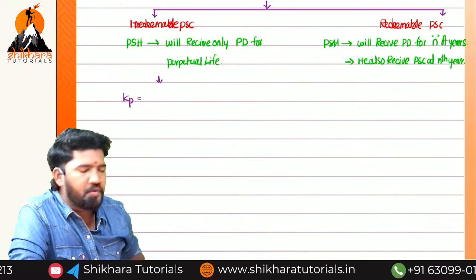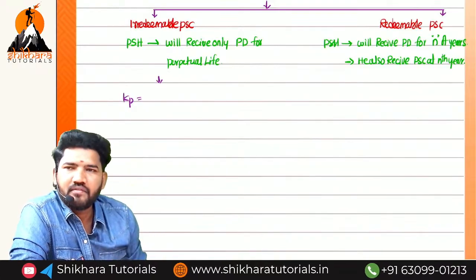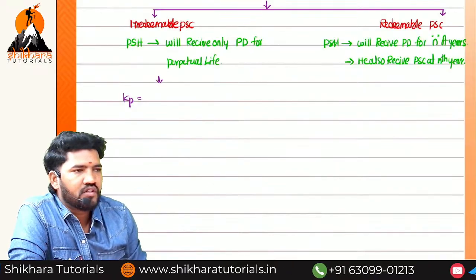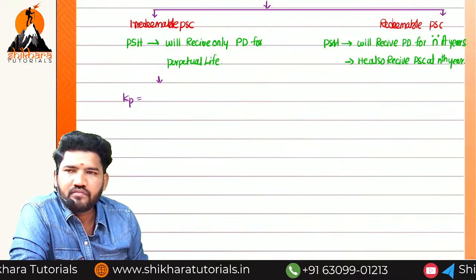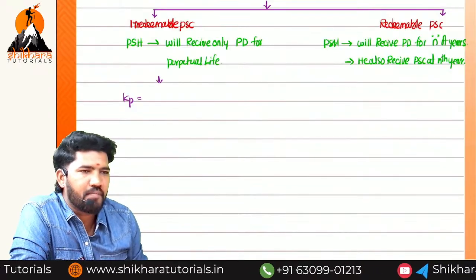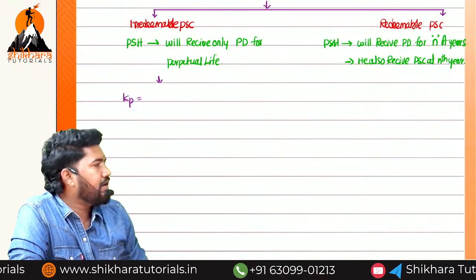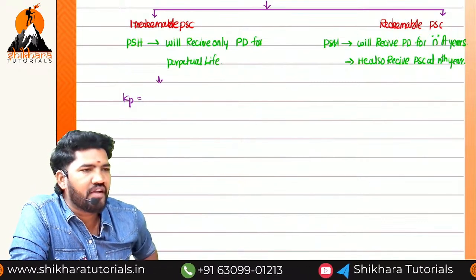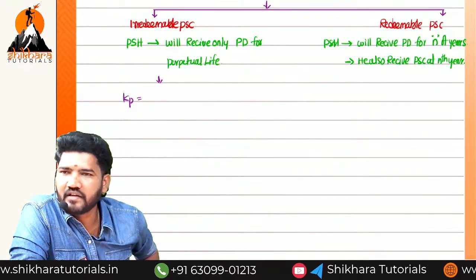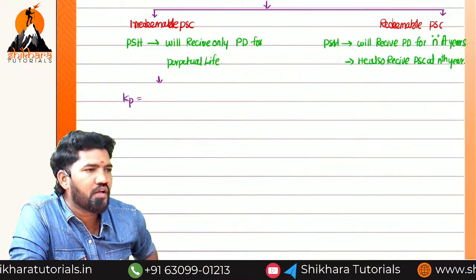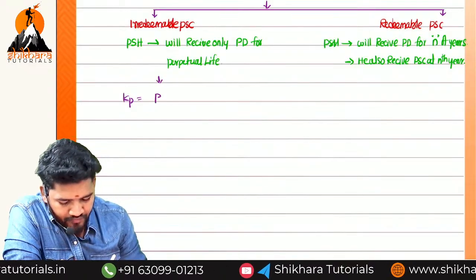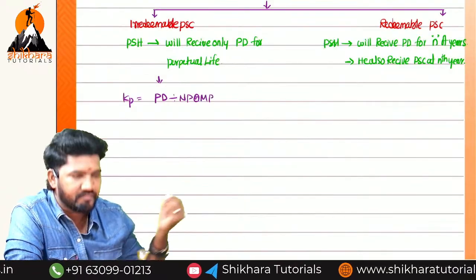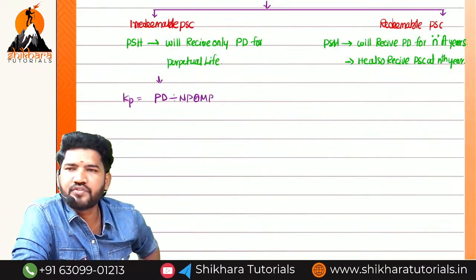Now see, when it comes to the irredeemable point of view, how do you calculate KD? Interest times (1 minus tax) divided by net proceeds or market price. But preference share capital doesn't have a tax advantage. Guys, clear? There is no tax advantage for preference share capital. That's why preference dividend divided by net proceeds or market price.